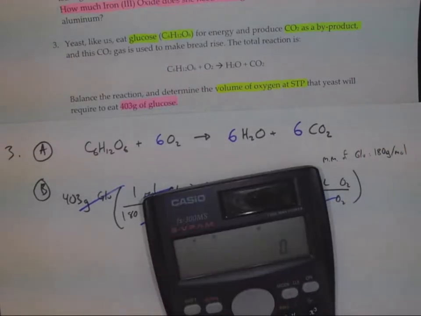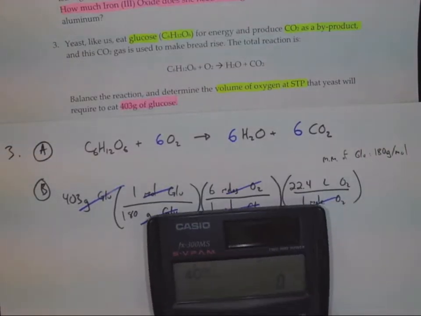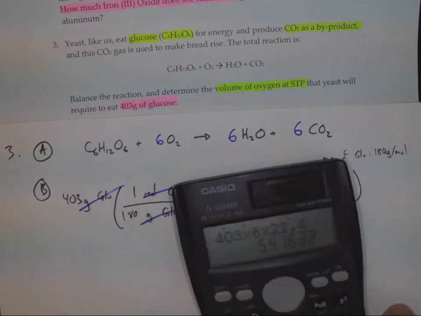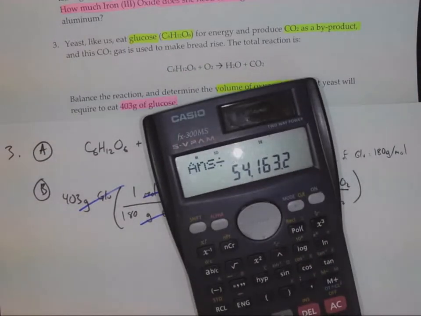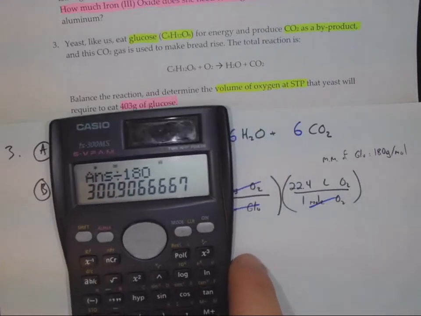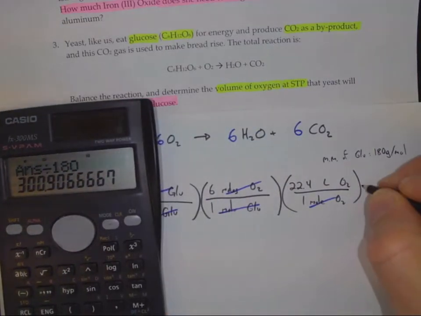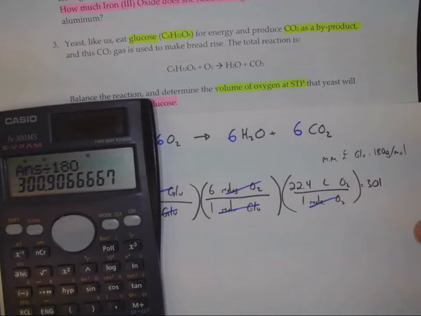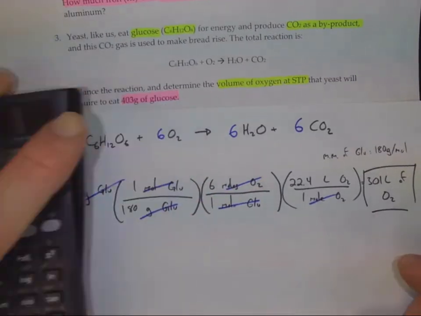All right, and so then we're going to multiply those through. 403 times 6 times 22.4, and we're going to divide by 180. And we get 300.9, which rounds to 301. 301 liters of oxygen. All right.